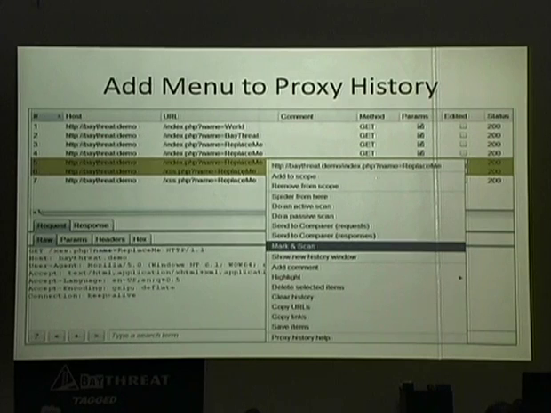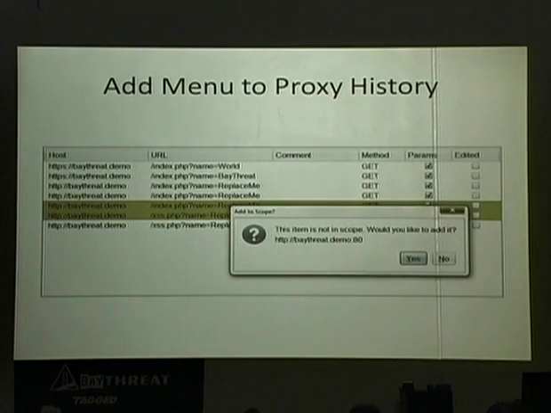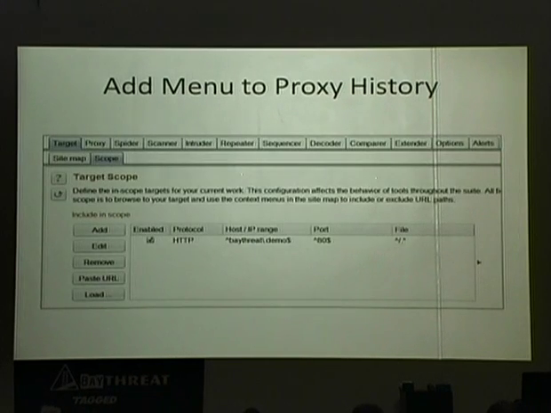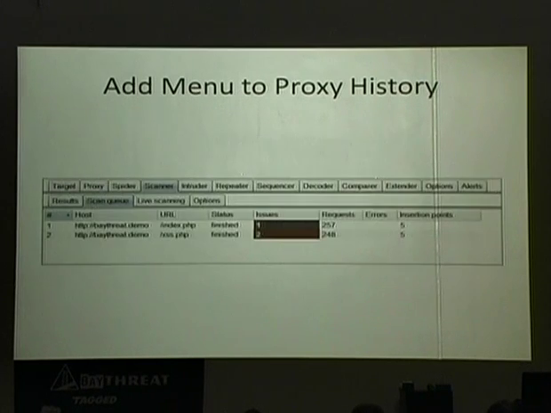So if we see what this looks like here, I've selected two different requests. I've selected mark and scan. Hey, this item isn't in scope. Would you like to add it? Well, in fact, I would. And then we get these nice highlights so that I can very visually see that these were indeed scanned. And if I go to scope, I can see that it added the entire domain to my scope. And so you can see that it actually did send those two items to scope. I apparently have a problem with one of those.